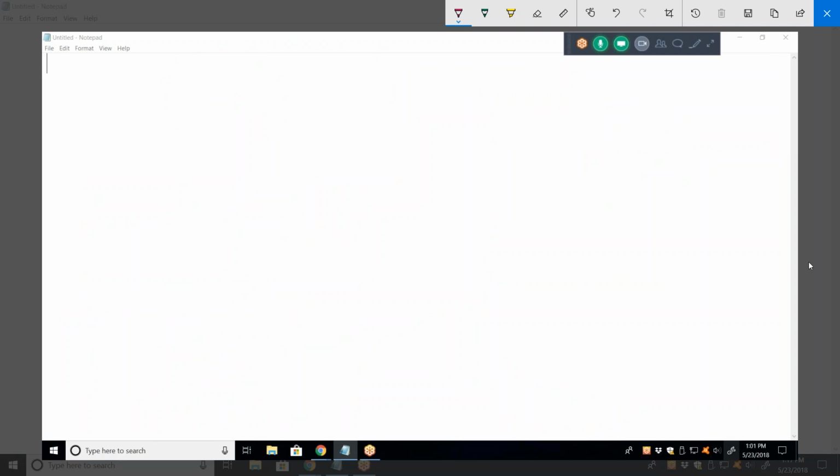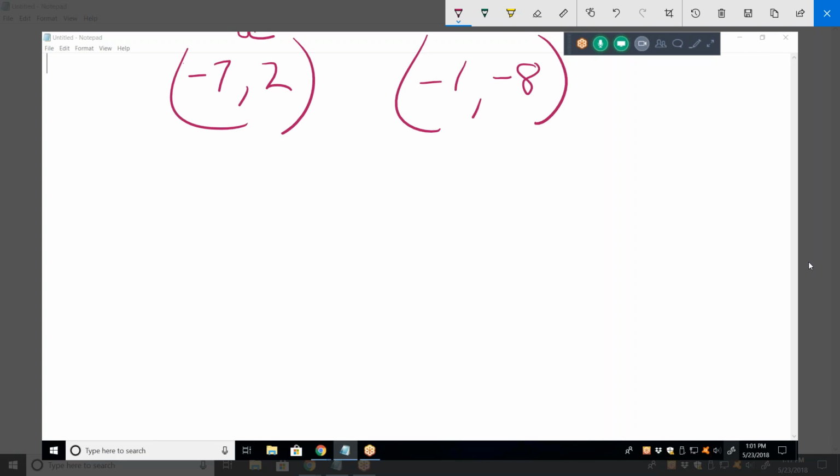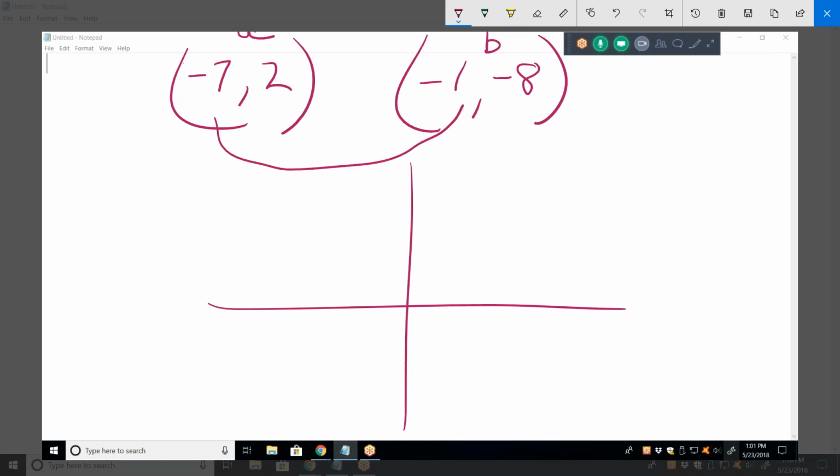Next one I have is find the midpoint of the line. Okay. So it says a equals -7 comma 2 and b equals -1 comma -8. So from what I remember, the midpoint formula is x1 plus x2 over 2, comma y1 plus y2 over 2. Really easy. It's what's halfway between those two numbers? And you get the halfway point between -7 and -1 by adding them together and dividing by 2.